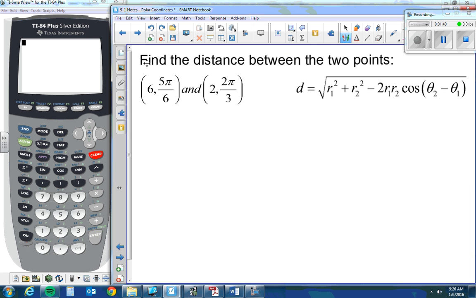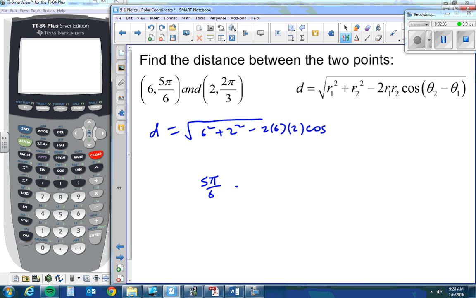Actually, the formula's still here, but here's the next example we're going to do. All right, let's set it up again. We're trying to find the distance between the points. The radii are both given, so 6 squared plus 2 squared minus 2 times 6 times 2 times cosine of the difference, the formula says. Here's the deal. Just watch for a second.